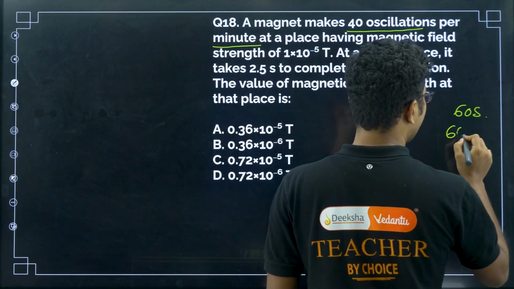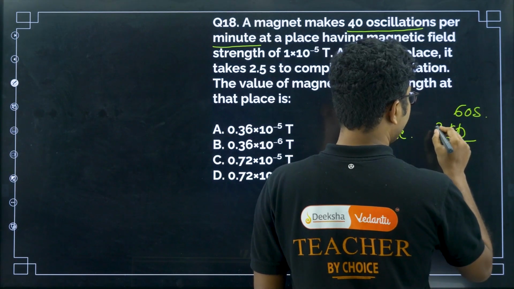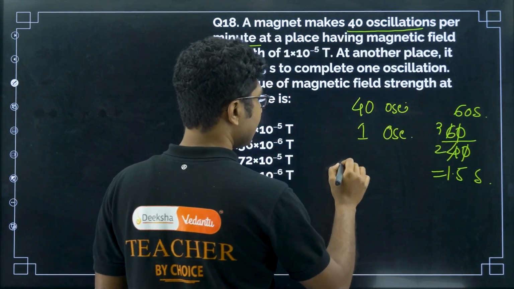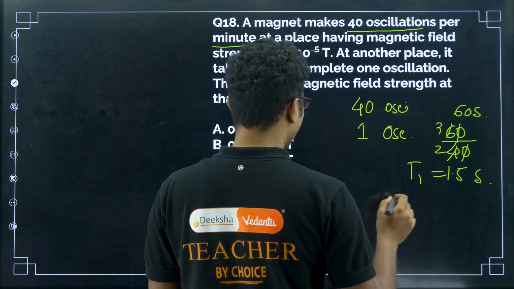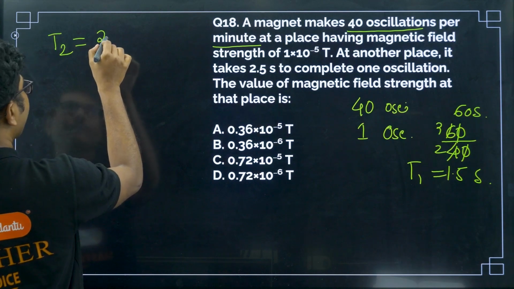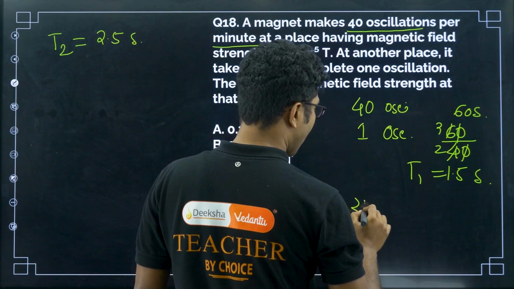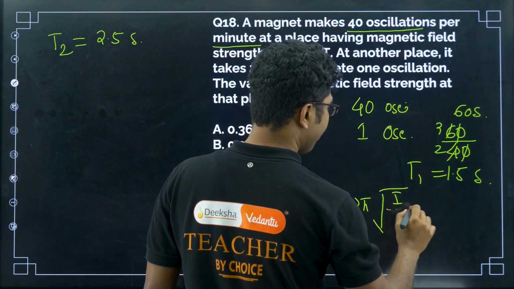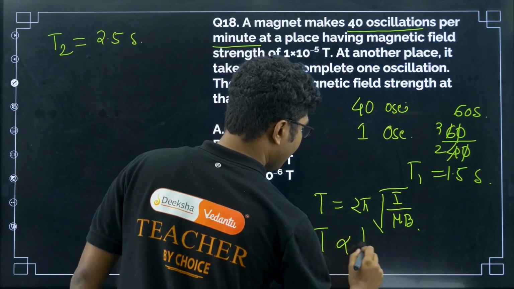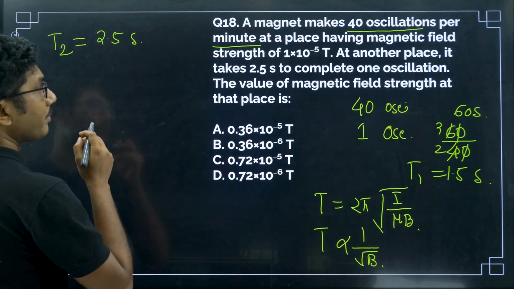So let us find the time period in the first case. So 60 divided by 40, 3 by 2, that is 1.5 second. That is the first time period, T1 is 1.5 second. Now next they said at a different place, time period is 2.5 seconds. In this case time period itself is given. Now we know that time period is 2 pi square root of I by MB. So time period is proportional to 1 by square root of B.